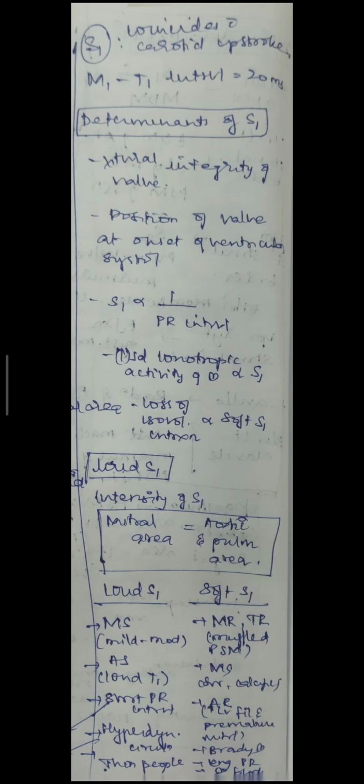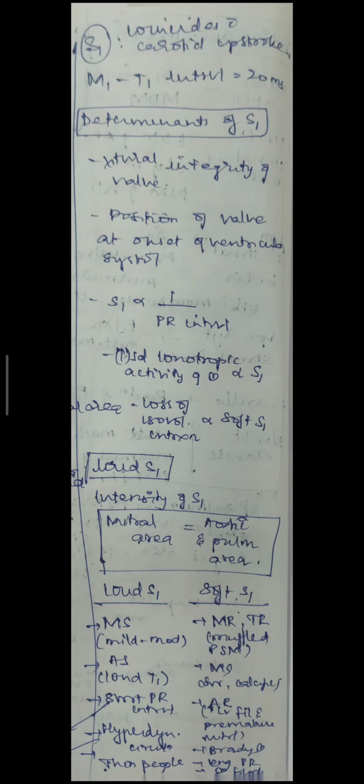So why do MR and TR have a soft S1? Basically, what is S1? S1 is the closure of M1 and T1. So what happens in MR and TR? The valves are not closing properly. So when the valves are not closing properly, how would you expect a normal S1? No. So that is the condition here.